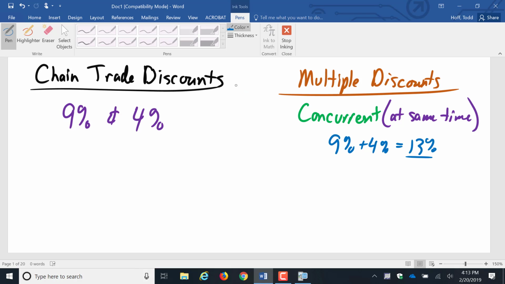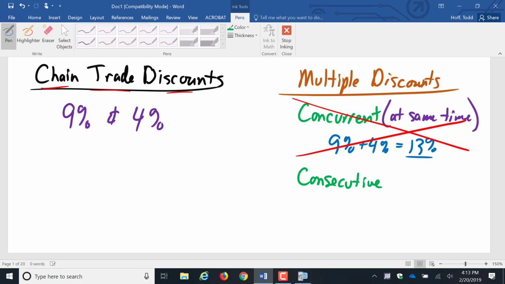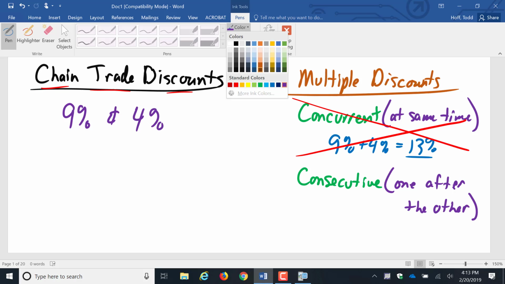discount. Trade discounts, chain trade discounts, are not concurrent. Chain trade discounts are what we refer to as consecutive. Consecutive means one after the other. So let's take a look at how that works.